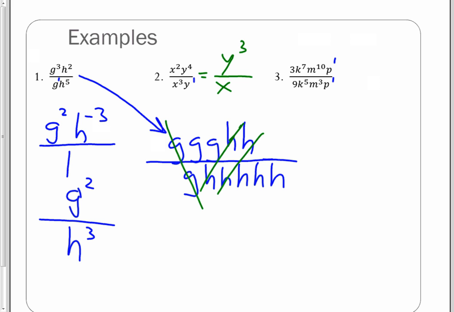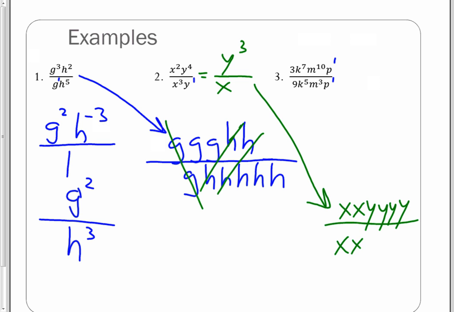You could look at it this way. I'll do this one down here. We had X, X, Y, Y, Y, Y. 3 X's, and then a Y. You can cancel out this one and this one. You can cancel out this Y and this Y. How many Y's left? 3. How many X's left? Just 1.